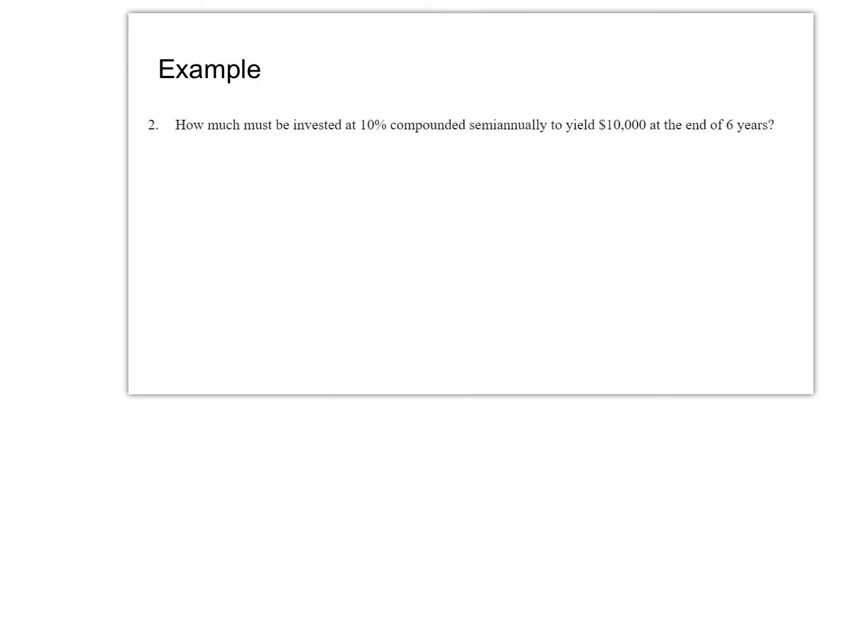All right, so let me start with the formula I wrote with my highlighter on. A equals P times (1 plus R over N) raised to the n-th power. All right, now let's go through this again. Okay, so how much must be invested?